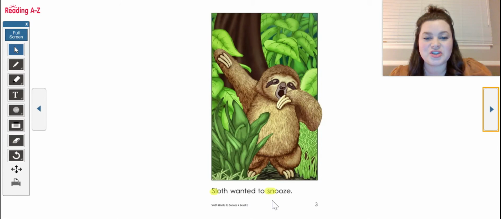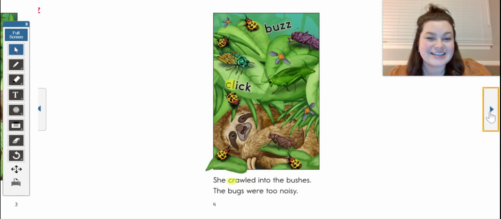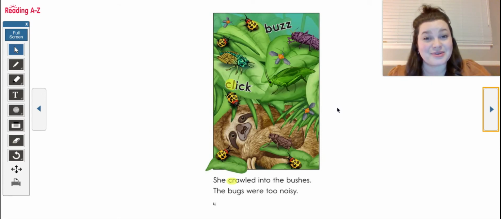Sloth wanted to snooze. There's that blend again. And there's Sloth yawning. She looks very tired. Okay, let's keep reading. Ooh, look at that blend, crawled into the bushes. The bugs were too, what do you think the bugs were too what? Noisy. Look at this blend, cl. They're going click, click, click, buzz. So do you think that Sloth can sleep when it's noisy? I know I can't sleep when it's noisy, can you?